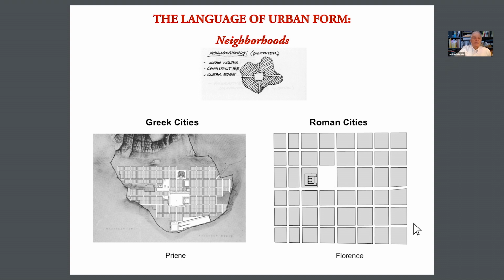This is again the plan of Priene, Greece. It has a clear center, a consistent fabric of all equal parcels. And in this case, a clear edge because it was a walled city.